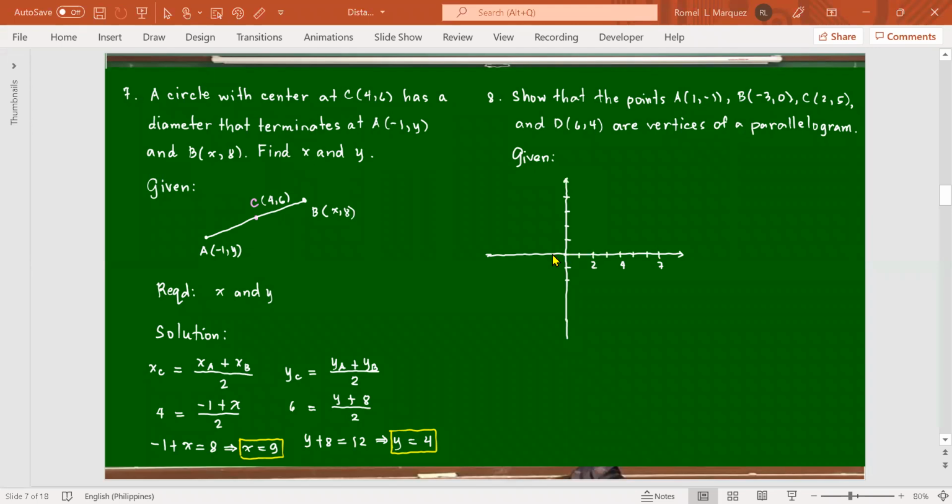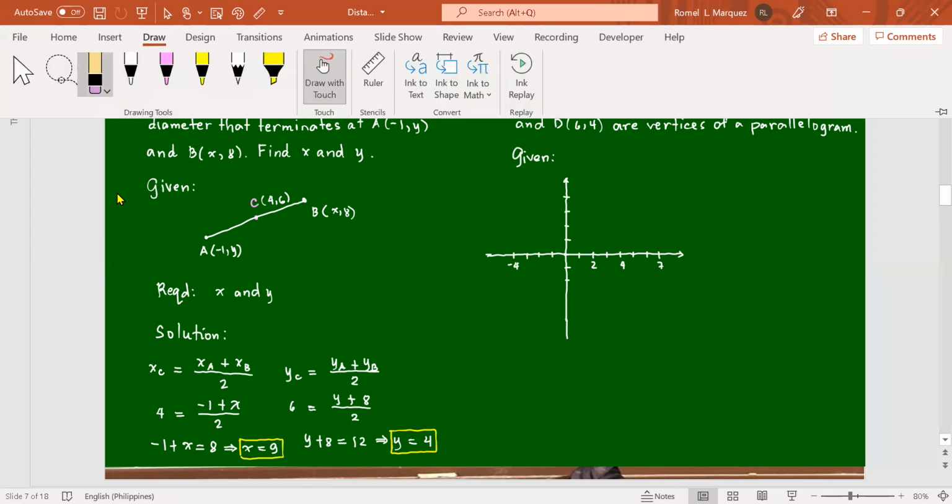The opposite sides are equal length. Yeah, they are equal, but still distance. I want to make use of the concept of midpoint. So what are you going to use? What principle or what theorem?